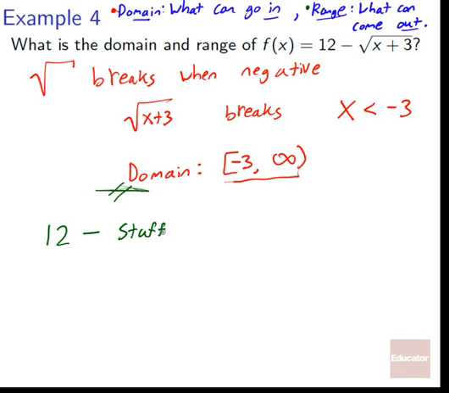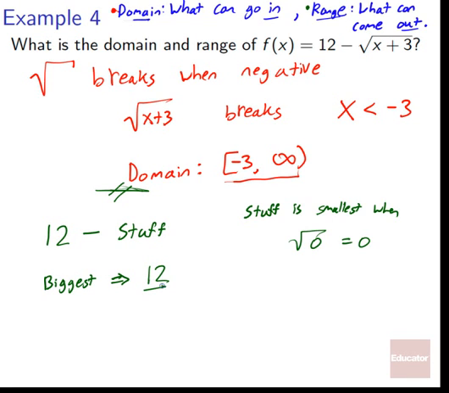So 12 minus stuff. So what's the smallest that stuff could be, right? The smallest number that stuff could be is 0, right? So stuff is smallest when square root of 0 equals 0. So the biggest number we can get is 12. 12 is the highest number we can get, the largest number we can get out of this function.